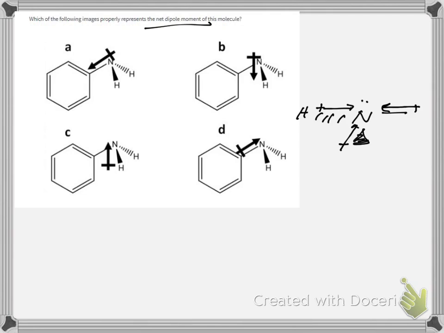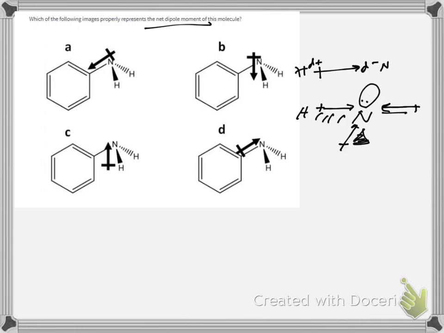it's challenging. A lot of students don't want to call this polar because it looks like all of these might cancel. Remember, this is partial plus and our bond dipole is partial plus to partial minus. And so that's going to be the nitrogens here and the hydrogens here. So we do that for 3 contributions, and now there isn't a 4th contribution because of the lone pair here.